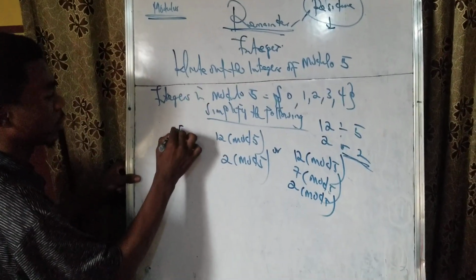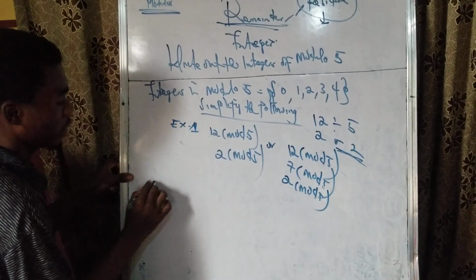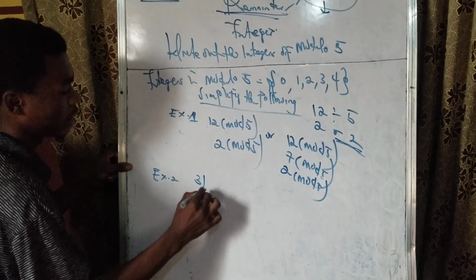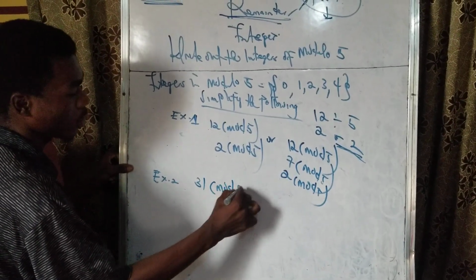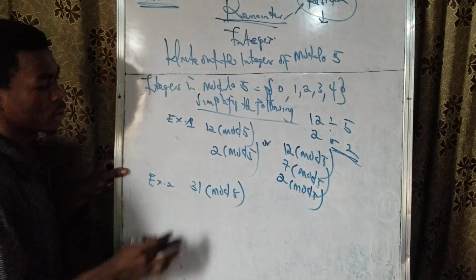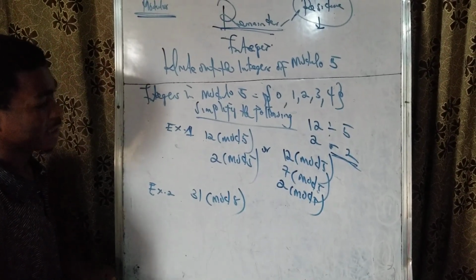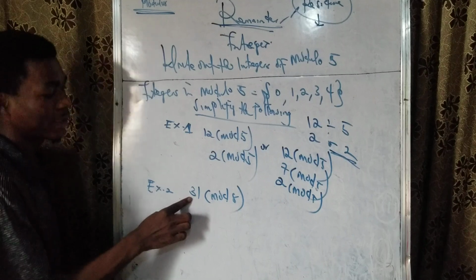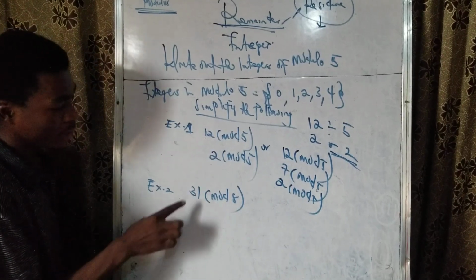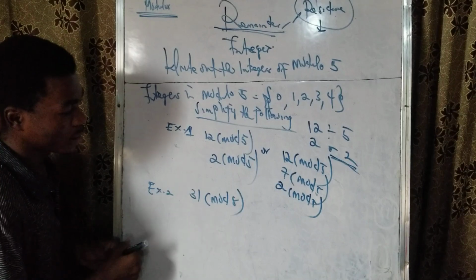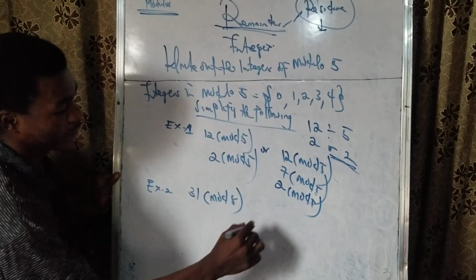This is our example 1. In our example 2, if we're having 31 mod 8, in terms of 31 mod 8, what do you think we're going to do? So we say 31 divided by 8. So 31 divided by 8, what are we going to have? How many times will 8 go in 31? That's 3.